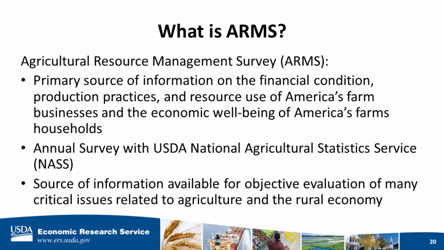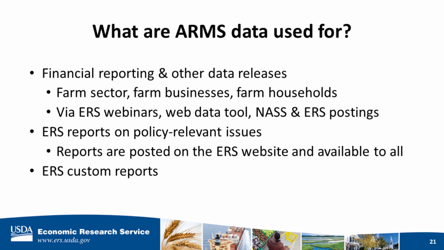ARMS is the one and only source of farm financial information of U.S. farm sectors, including farm operations, farm business, and farm households. This is a primary source of information on production practices, resource use of U.S. farm businesses, and the financial well-being of U.S. farm households. As you might know, ARMS is an annual survey conducted jointly with USDA National Agricultural Statistics Service, NASS. ARMS provides information that is useful for objective evaluations of many issues related to agriculture and the rural economy.